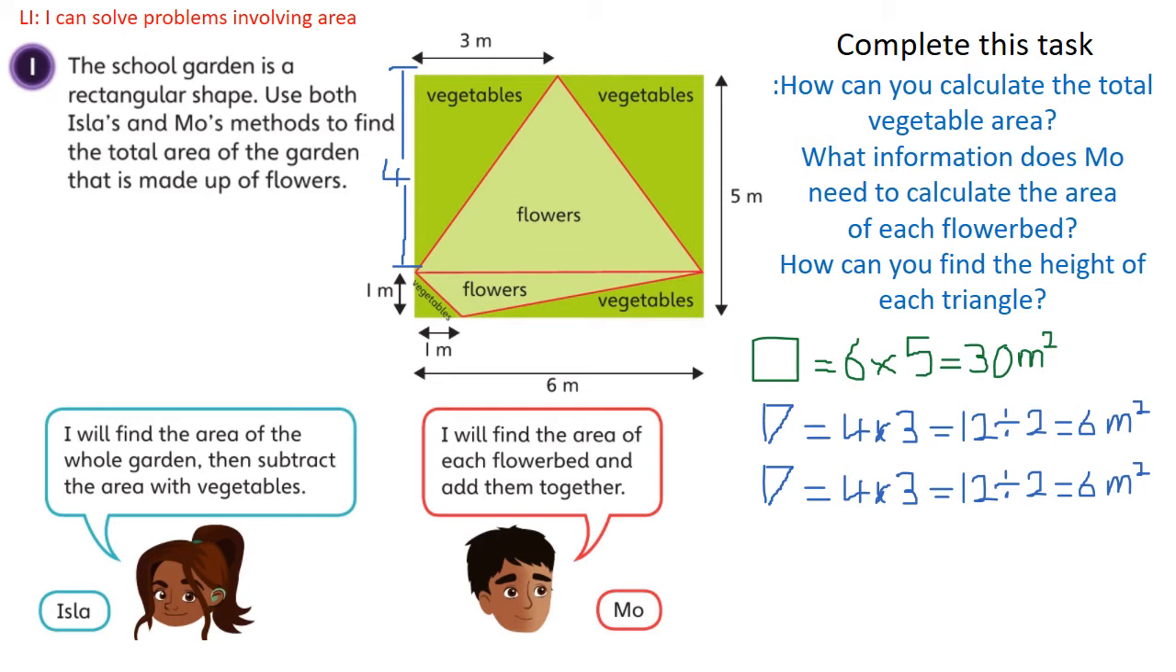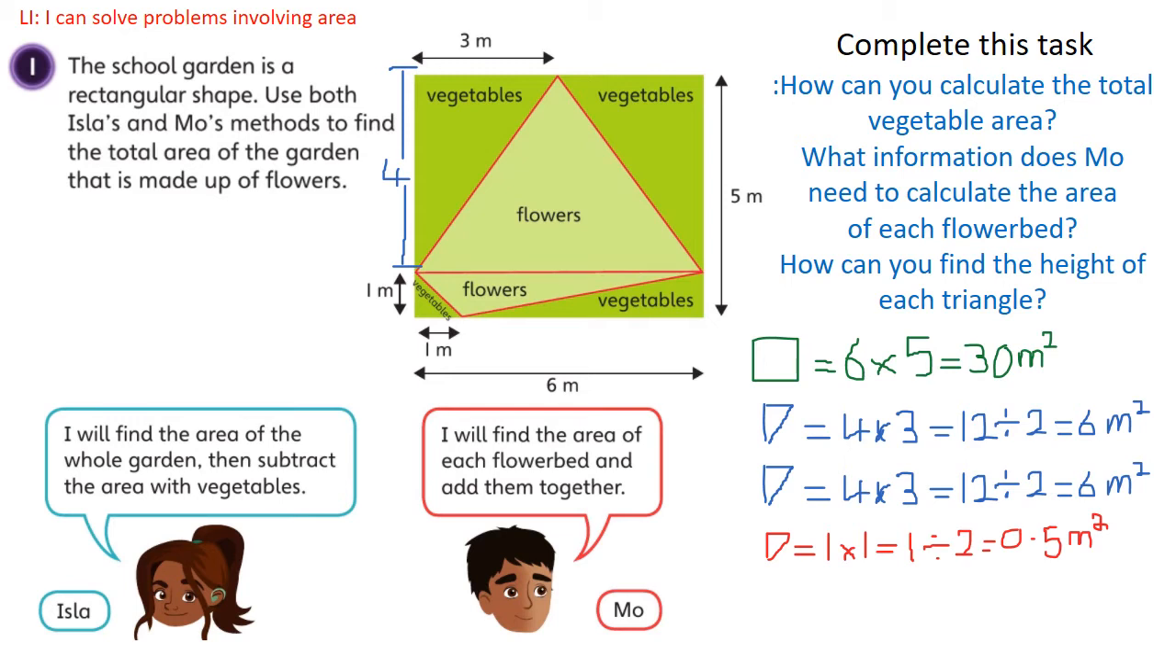Then I'm going to look at my vegetable beds down at the bottom. Let's do the little one first. So again, using our formula, base times height divided by 2. Our base is 1 meter, our height is 1 meter. 1 times 1 is 1. Divide that by 2, and we are left with 0.5 or a half.